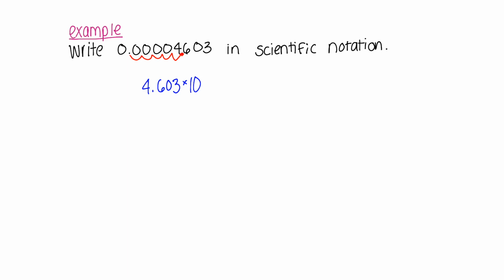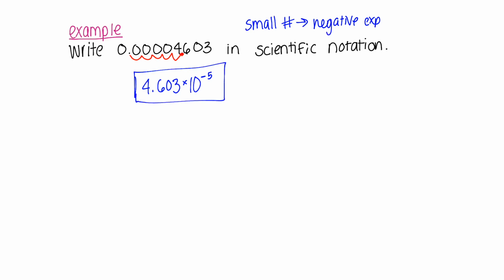Now we had a small number to begin with. This is a very small number, so that's going to be a negative exponent. We moved our decimal place 5 times, so it'll be 10 raised to the negative 5. And that is the same number in scientific notation.